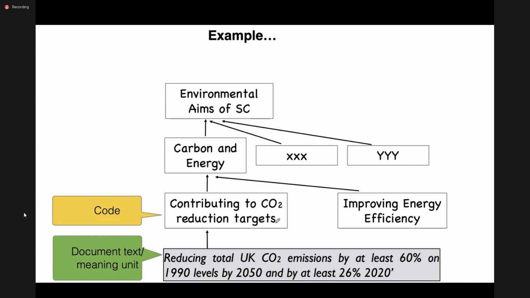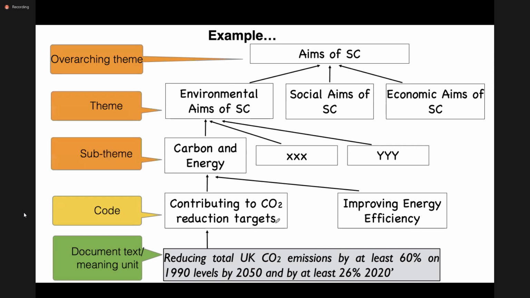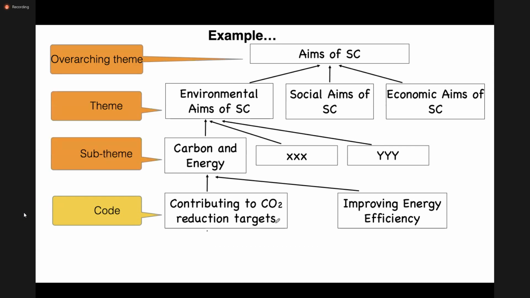So I can develop themes like that, and again, by looking at those themes, I might decide that some of these themes talk about environmental related aims. Some others talk about social aims. Some other themes talk about economic aims. So all of that together talks about aims of sustainable construction. So I have my overarching theme, my themes, and my sub-themes. So I'm organizing my codes under mainly three levels of themes.